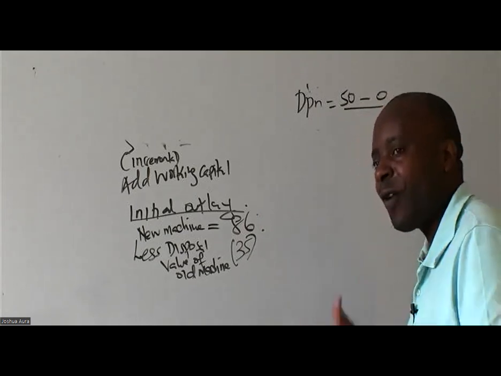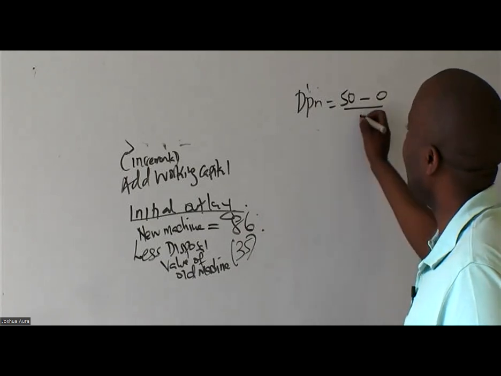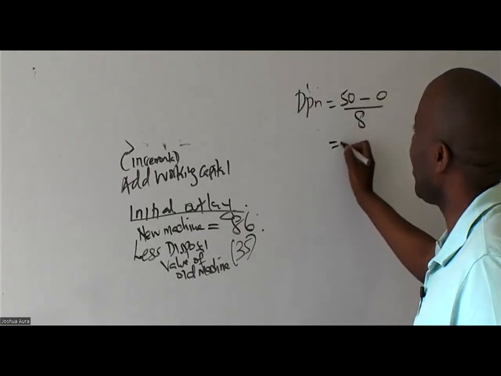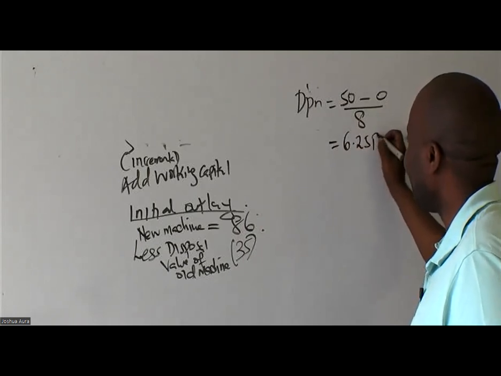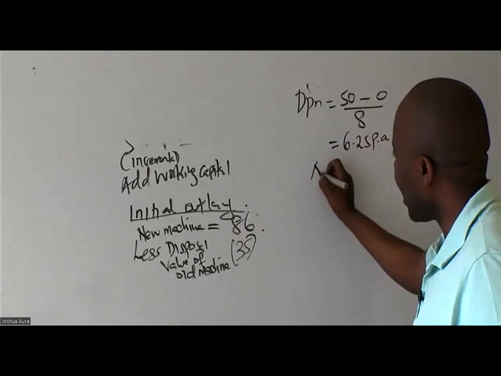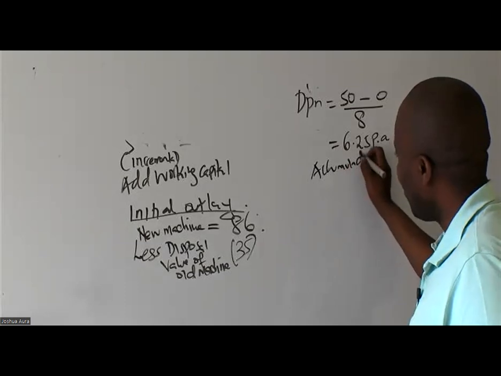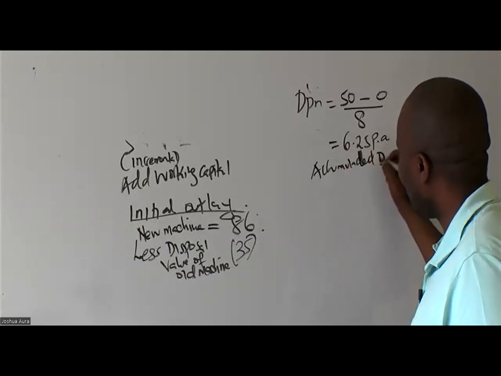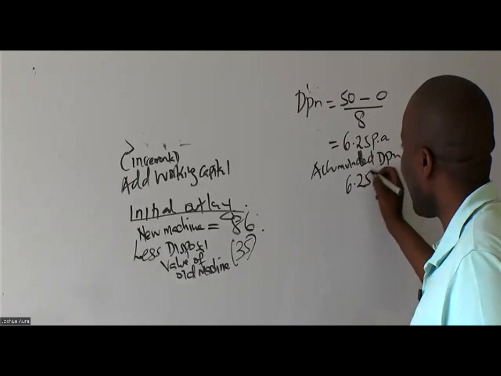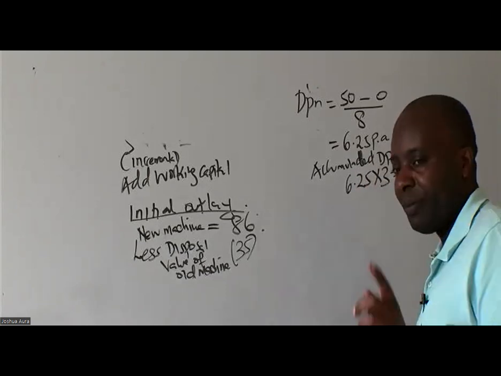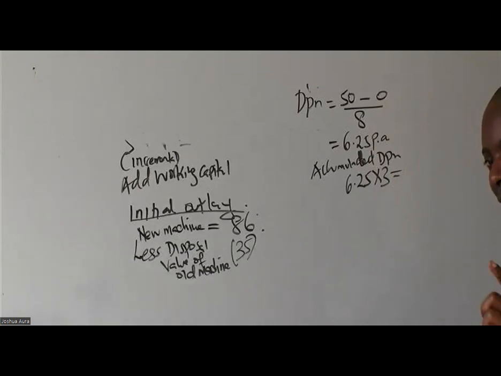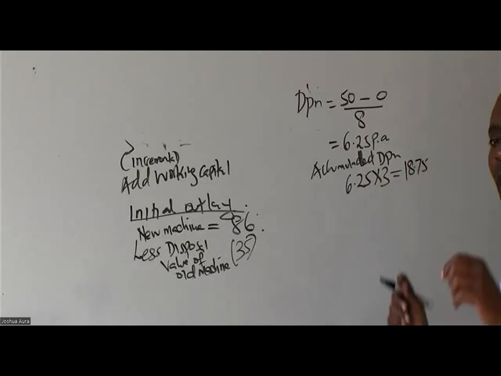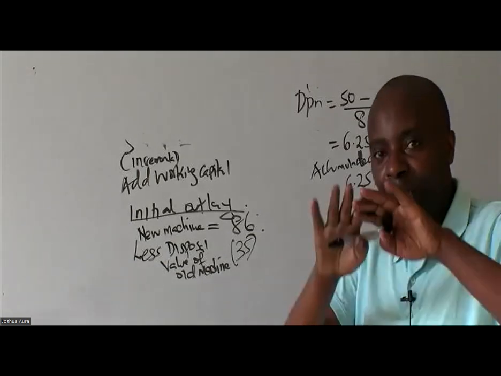And now we are talking of 5 more years. So in total, the machine has got 8 years. Can somebody remind me, this 50 divided by 8 is what gave us 6.25 per annum. So what is the accumulated depreciation for those 3 years? It will be 6.25 times 3 years, which gave us 18.75. So this is the total accumulated value lost for the 3 years.